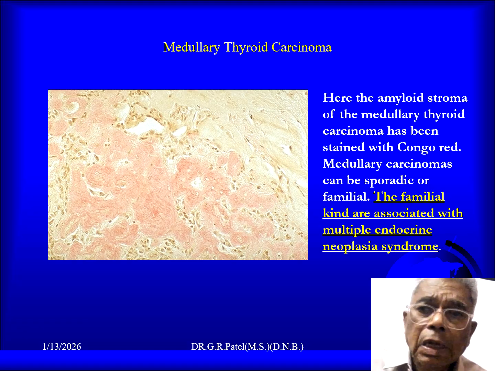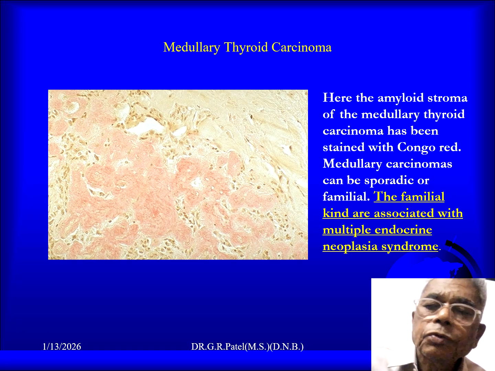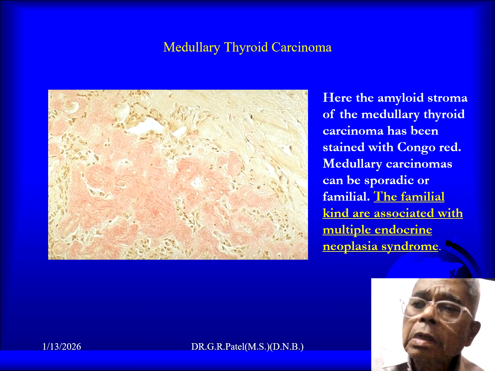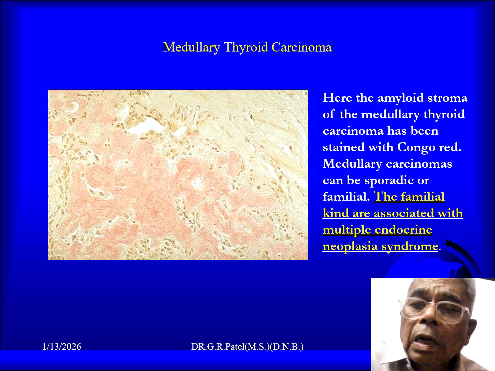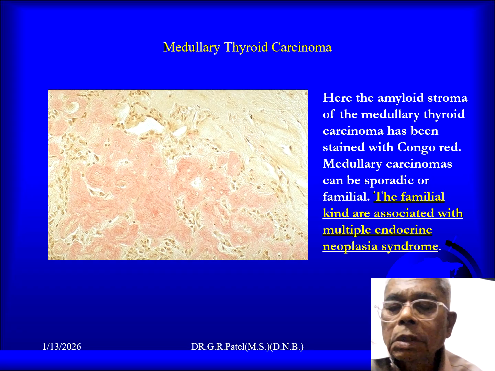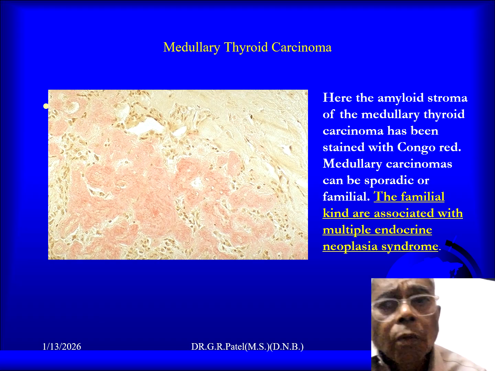Medullary carcinoma of the thyroid. Here, the amyloid stroma of the medullary thyroid carcinoma has been stained with Congo red. Medullary carcinomas can be sporadic or familial. The familial kind are associated with multiple endocrine neoplasia syndrome, MEN 2.